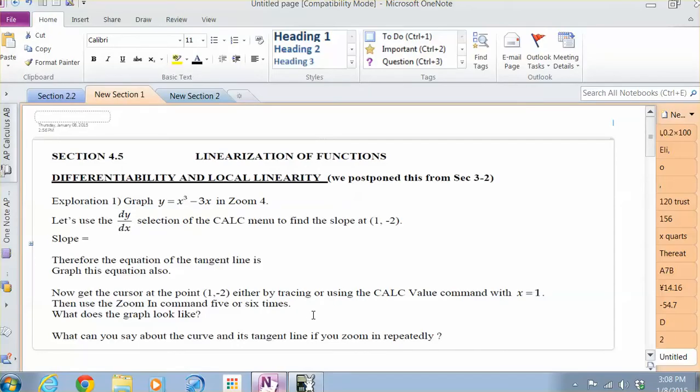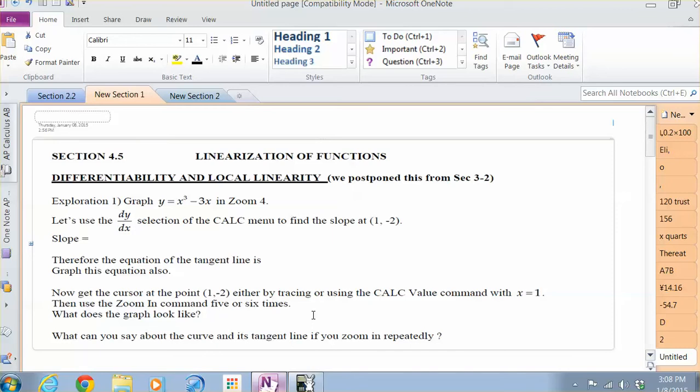Welcome to a video on section 4.5 regarding the linearization of functions. During this video, we'll be using the calculator a couple of times for some exploration, so you might want to grab a graphing calculator while you're watching this video and taking notes on it.